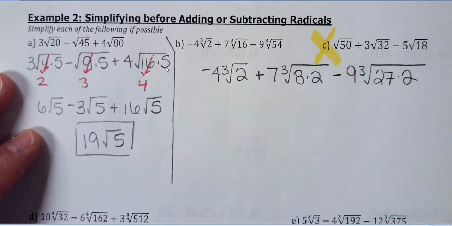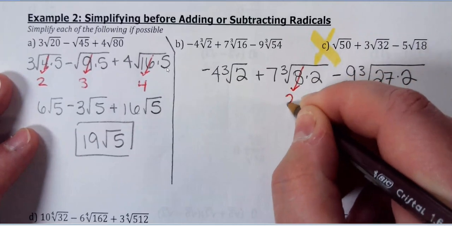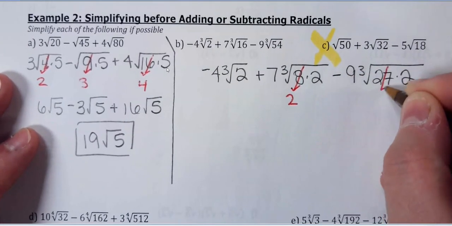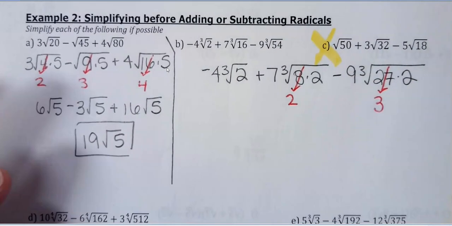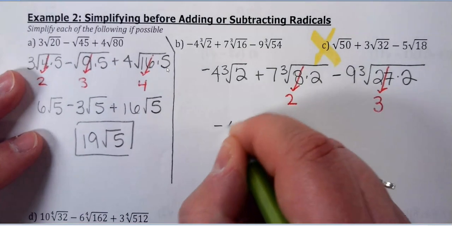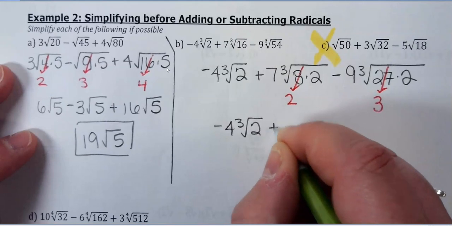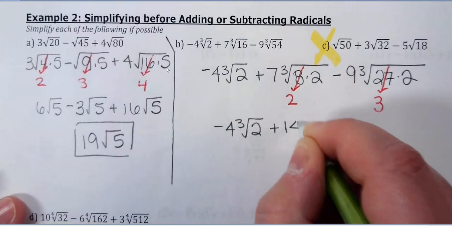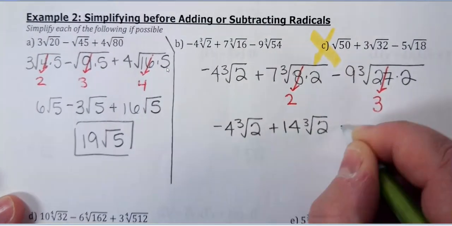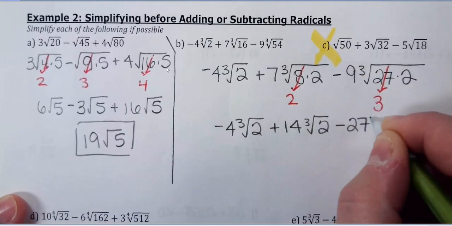Okay, just going to remove any perfect cubes. Nothing to take out on the first term. Second term, the cube root of 8 is 2. And the last one, the cube root of 27 is 3. If something's already in front, we're going to multiply any of the perfect cubes that we removed. So first term's going to stay the same, negative 4 cube roots of 2. Second term, 7 times 2 is going to be 14 cube roots of 2. And then the last term, 9 times 3 is 27 cube roots of 2.